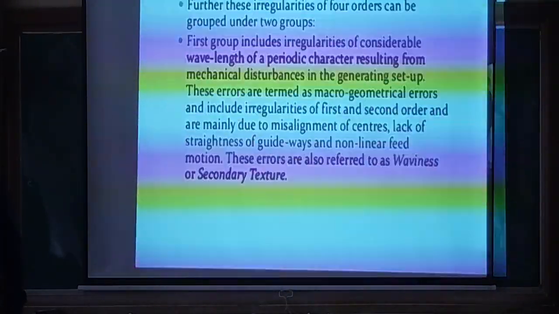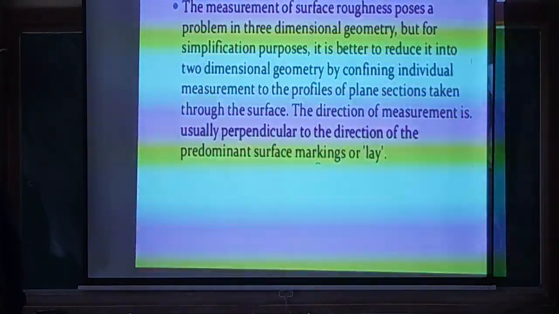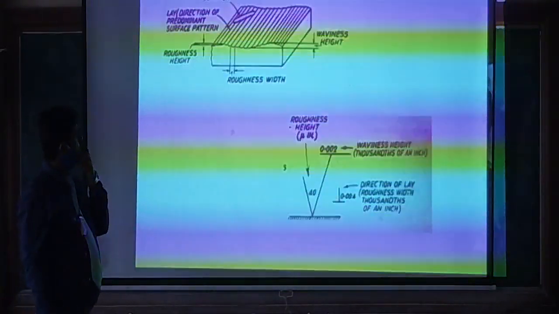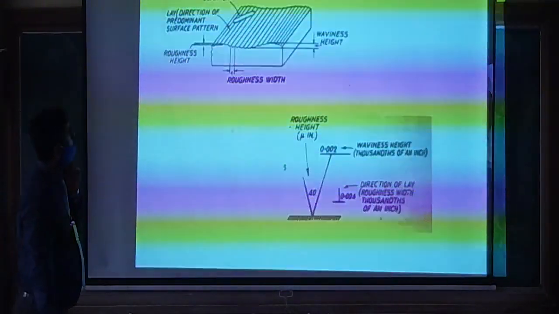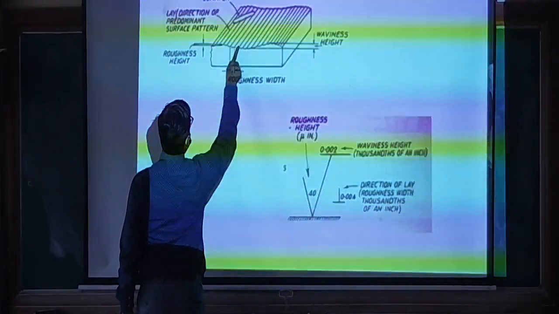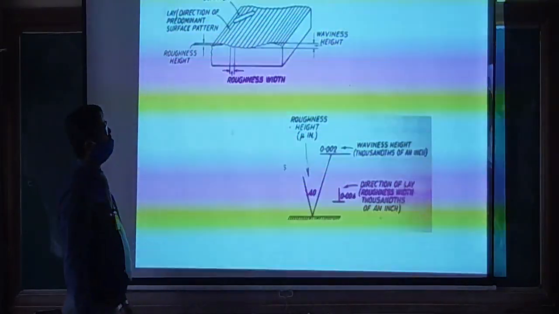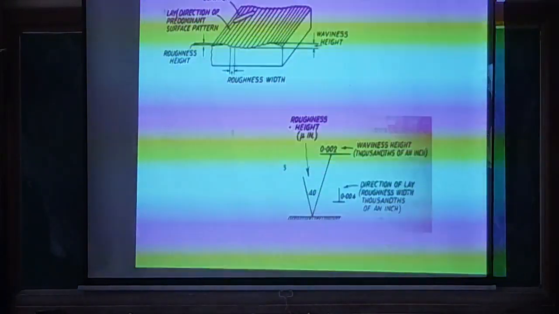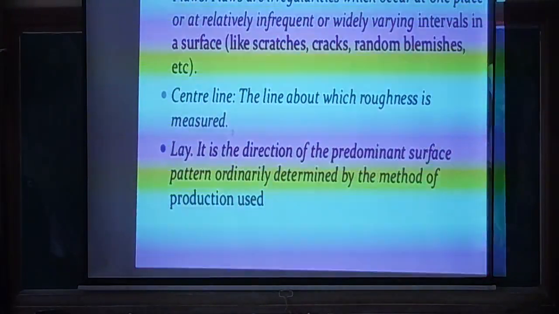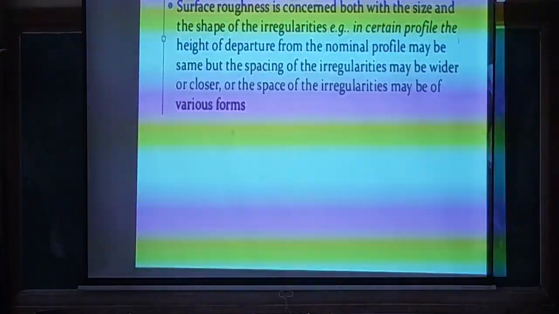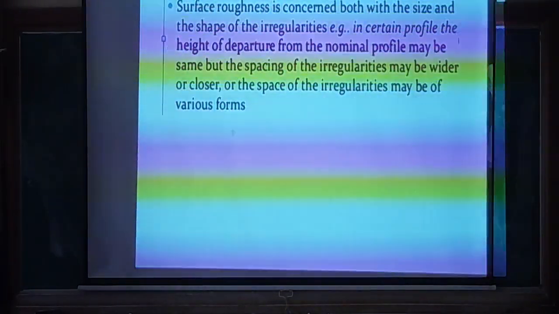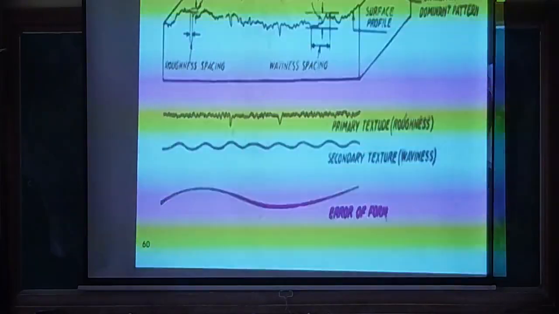So here, the size and shape of the irregularities. This is one size, this size second, third, fourth, and so forth. So size and shape, how that particular shape of the irregularities is. The shape of the irregularity that you have to see. This is one shape. The shape is like this, the irregularities.